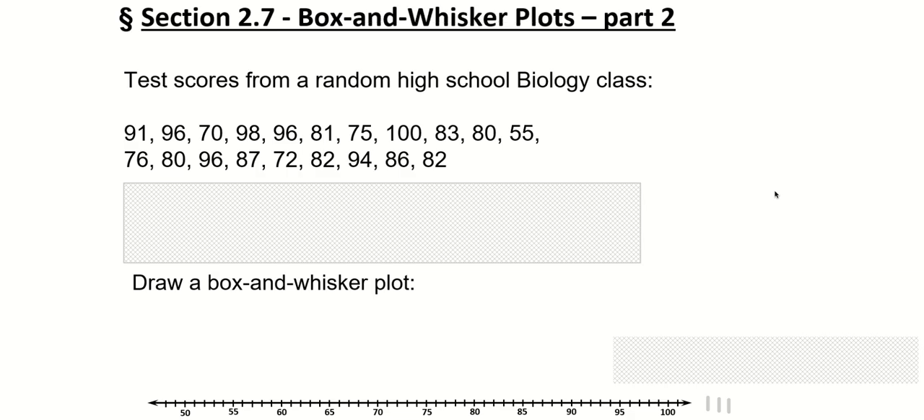Part two starts off with a quick review, or another example of drawing a box and whisker plot. So here's a list of data scores, and they all represent test scores from a random high school biology class. So someone got a 91%, this person got an 82%, all that kind of stuff. And basically we have to draw a box and whisker plot. So, a quick review of how that gets done.